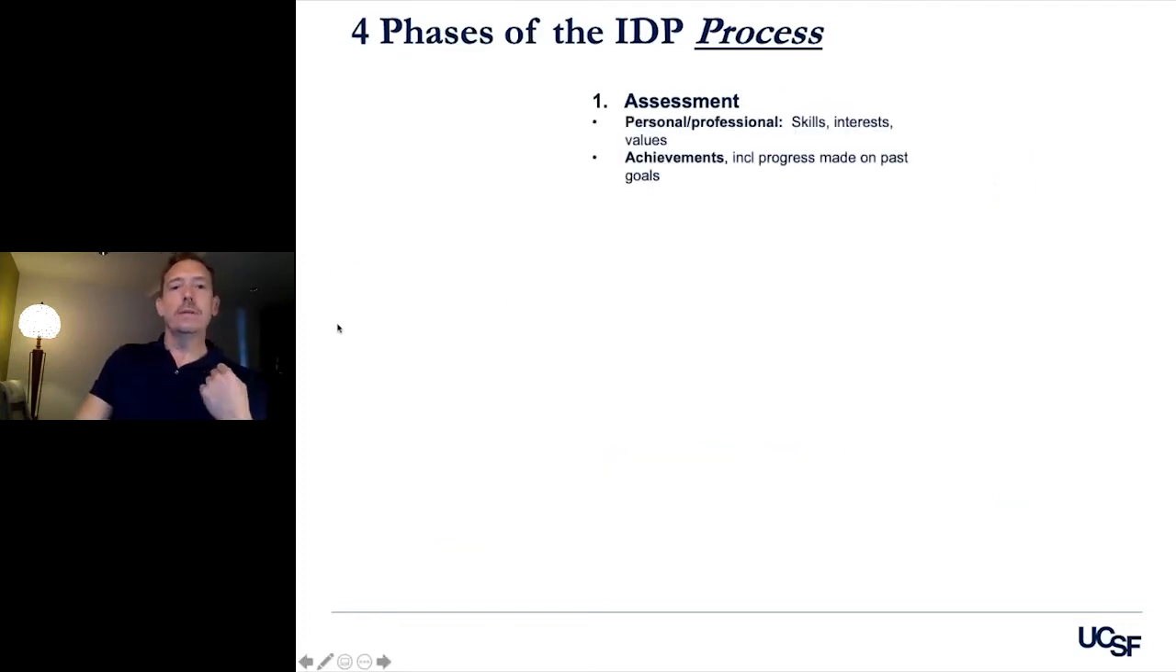So to flesh this out a little bit, the assessment phase should be thinking about your personal and professional assessment. So what are your skills? What are your interests, values? How have those changed since the last time you did an IDP? And when we talk about skills, interests, and values, it's sort of what skills are you developing in the lab and outside in your other professional areas? What interests, so what tasks do you like doing or not doing? And how do those apply to your work?